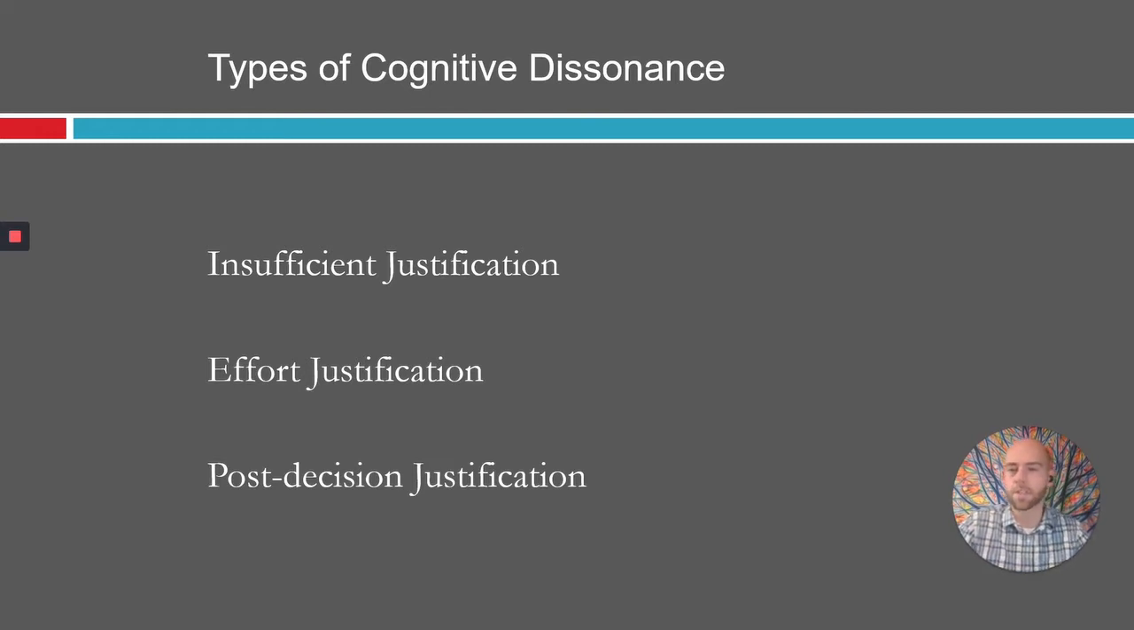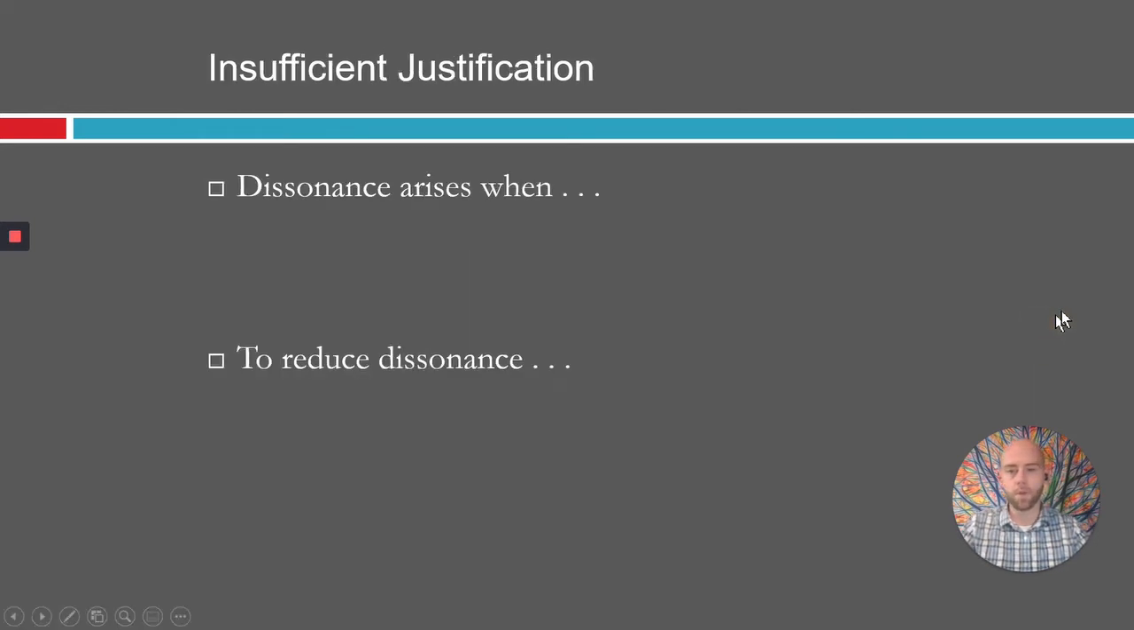And you'll notice they all have justification in the name because what we're doing when we change our attitudes or rationalize a behavior, we're justifying why we did it. We are making those things fit together when they previously may not have. So the first one I want to talk about is insufficient justification.